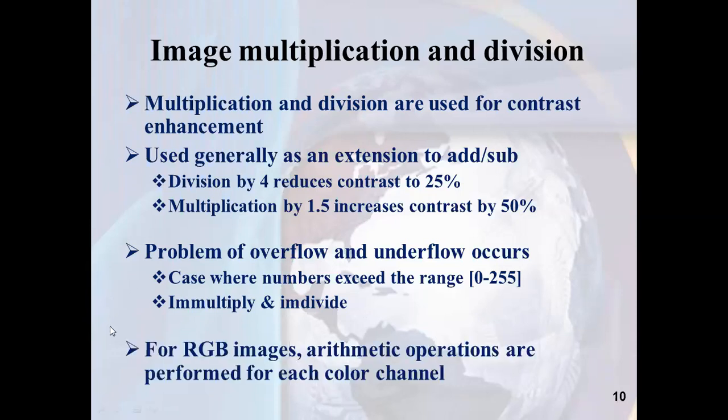For RGB images, as you know, for each image we have three matrices. The first matrix is for red color, the second matrix for green color, and the third matrix for blue color. So each image is represented by three successive images. So when we want to apply arithmetic operations, addition, subtraction, division, multiplication, etc., we have to apply these operations on the three channels.